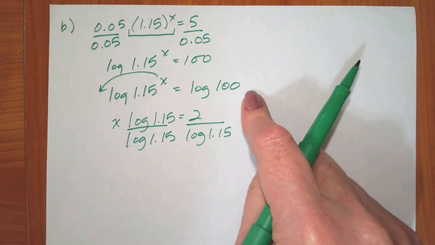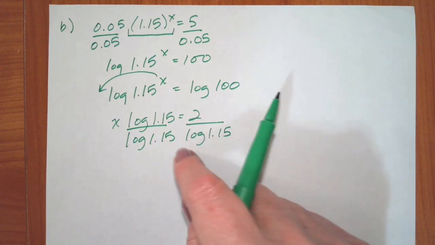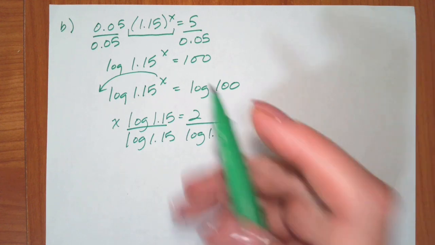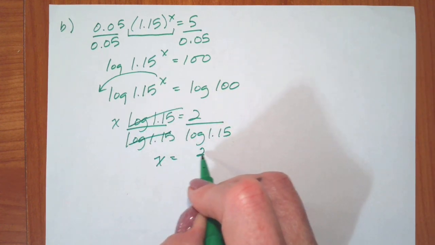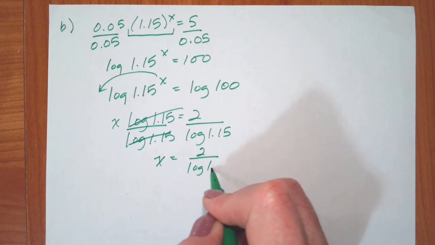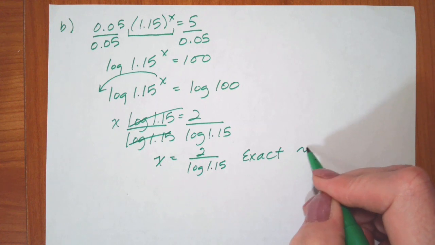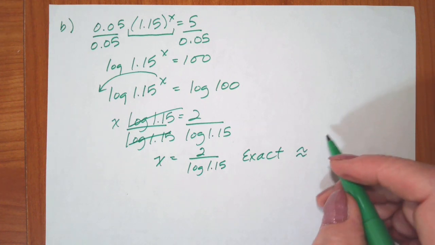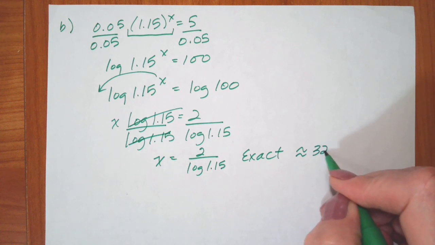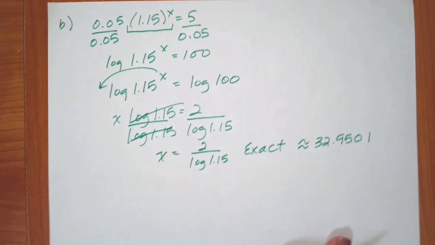Now if you don't see that, that's okay, because you can just plug in the log of 100 divided by the log of 1.15. So x equals 2 over log 1.15, again, is your exact, and the approximate is 32.9501. And again, you want to take it to 4 decimal places.